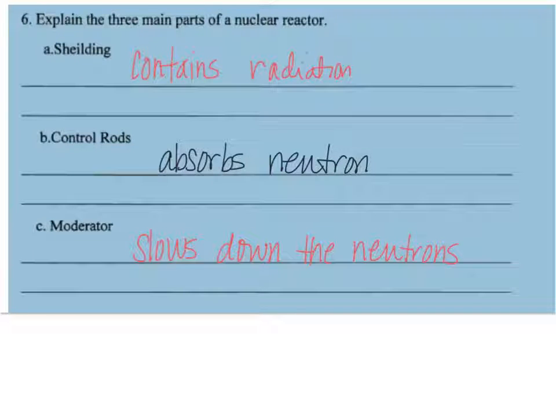The control rods are the rods that they are lowering and raising, and they are absorbing the excess neutrons, because remember, a chain reaction produces the reactant for the next part of the reaction, and so we have to control and absorb some of those neutrons so that there's not too many neutrons bombarding other atoms. And then the moderator slows down the neutrons. So it's not absorbing them, it's just slowing them down so they can't bombard the other atoms with as much force.